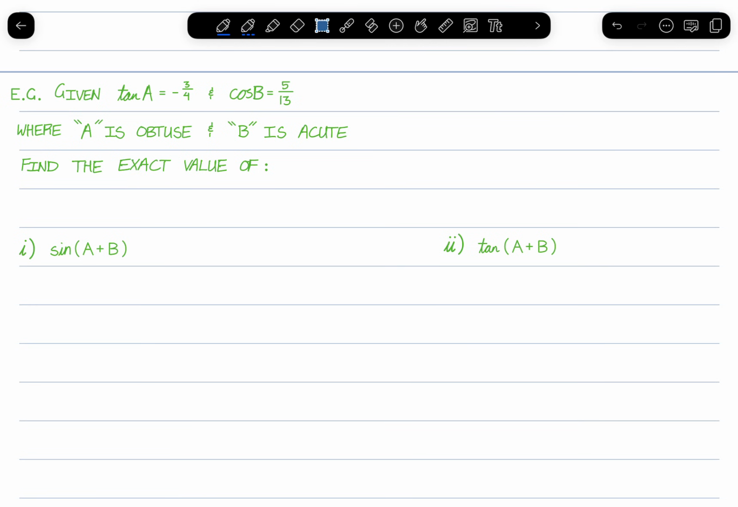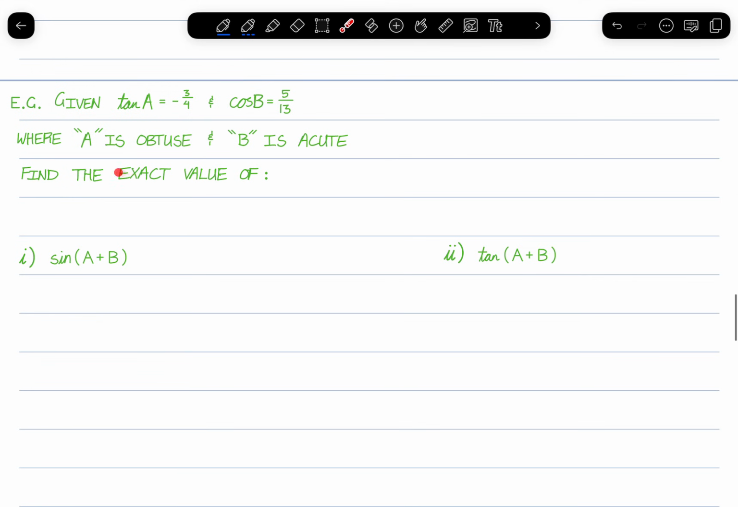So here we go. For this one we are given that tan of A is negative 3 on 4, cos of B is 5 on 13. We're being told also that A is obtuse and B is an acute angle. From that information, we need to find the sum of sine and the sum of tan, and we want this in exact ratios.